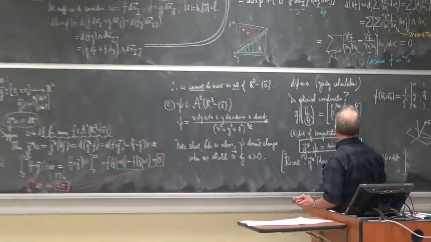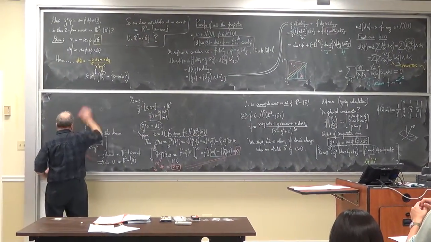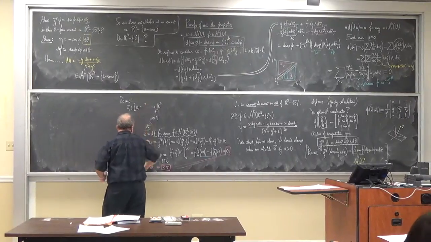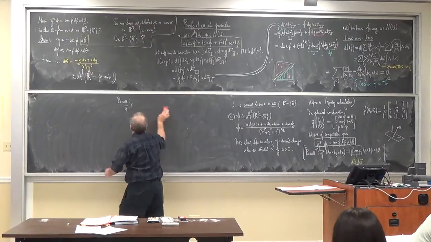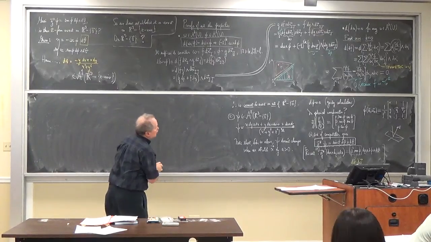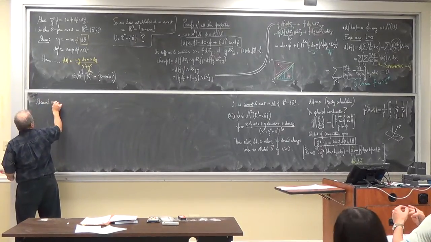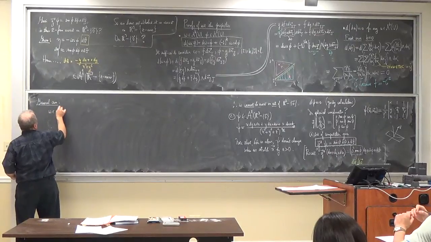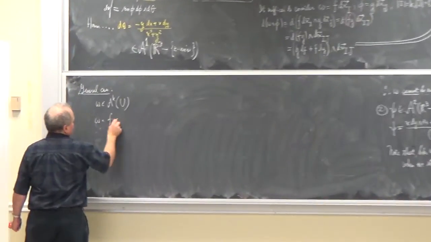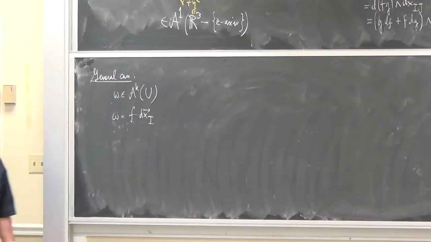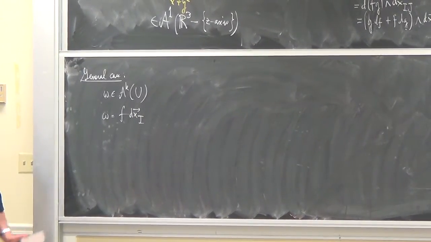Well, the end of the story for that particular rule fits in what time I have left. How do you do the general case? Induction. Yeah, you can do induction, but it's easier than that, I think. General case: take an omega that's a k-form. Write it as a single function times a dx thingy. Again, sums are no problem.